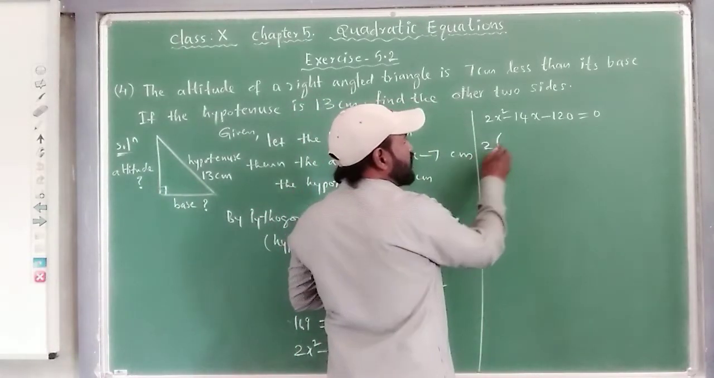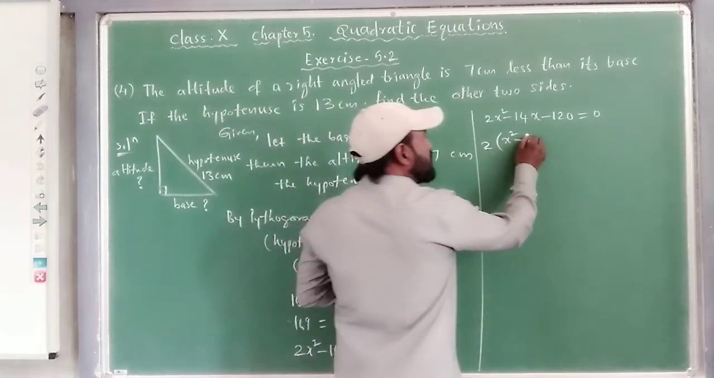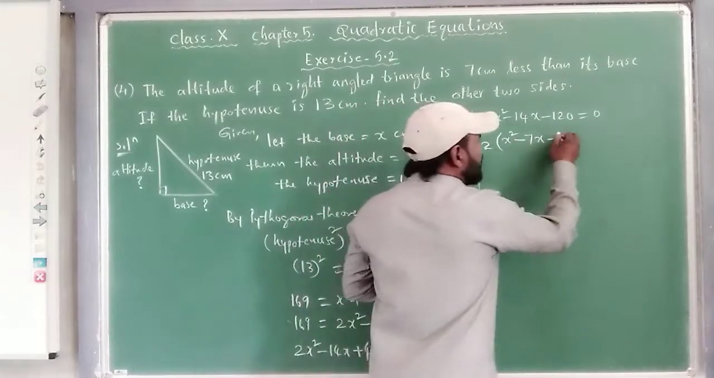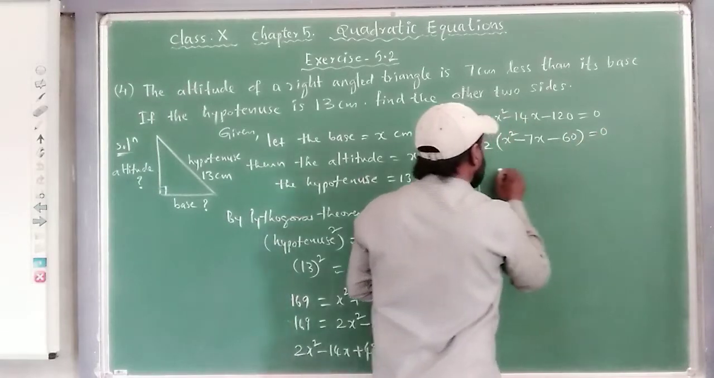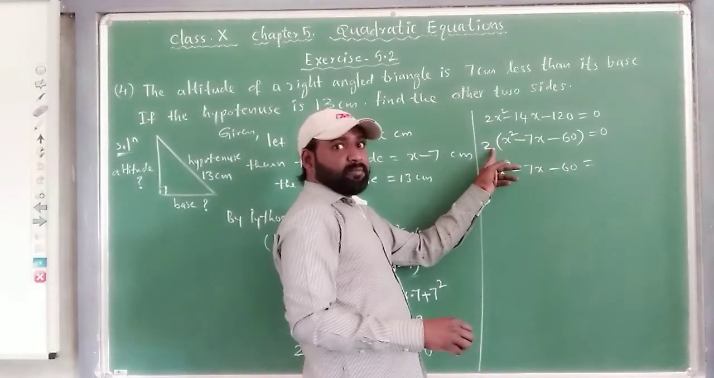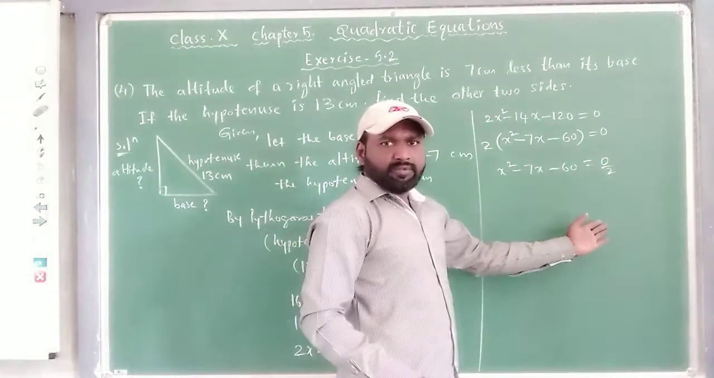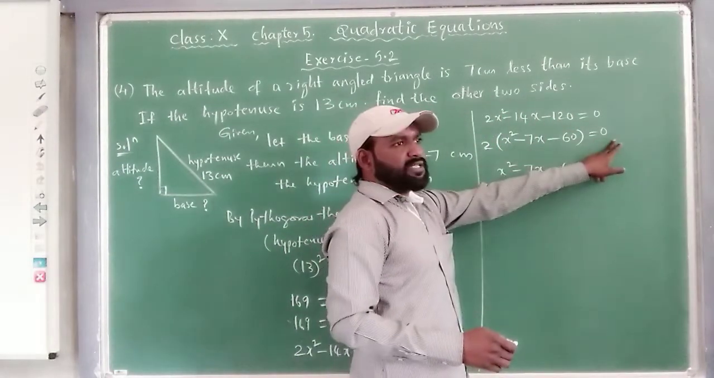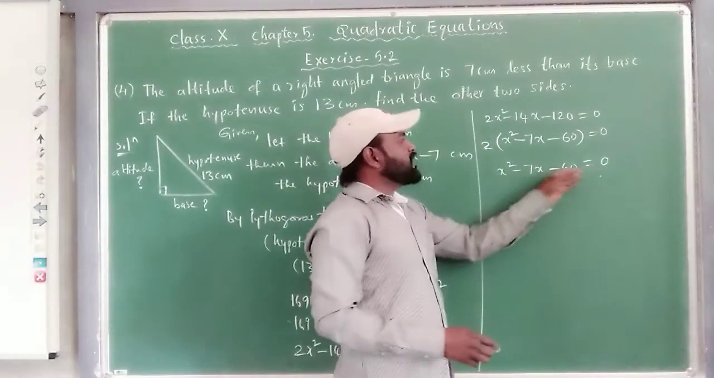When 2 is taken outside, x square remains. From 14x, taking 2 outside, 7x remains. See, 2 into x square, 2 into 7, 14x again. Again 120 is there. From that also if you take 2 outside, only 60 remains, is equal to 0. Now x square minus 7x minus 60 is equal to 0 by 2, because the 2 that was multiplying, when transposed to that side, becomes the denominator. 0 by anything is 0 only. Now it is in the simplest form.